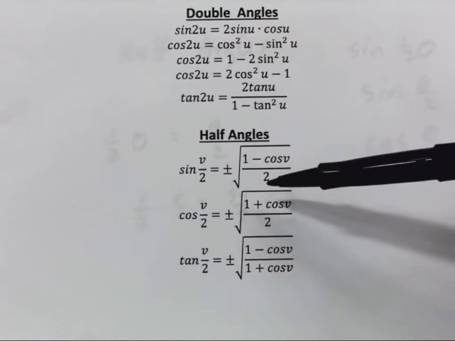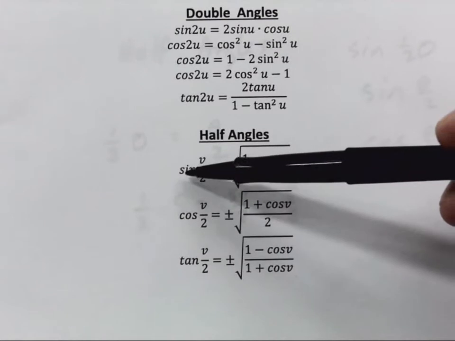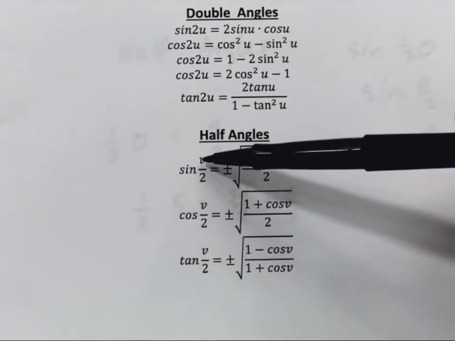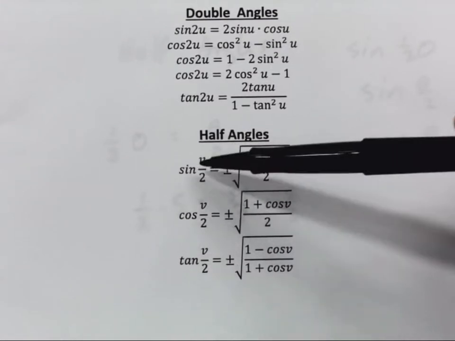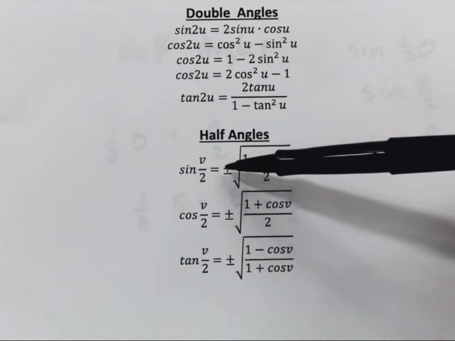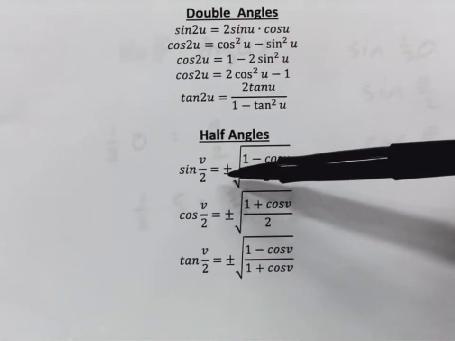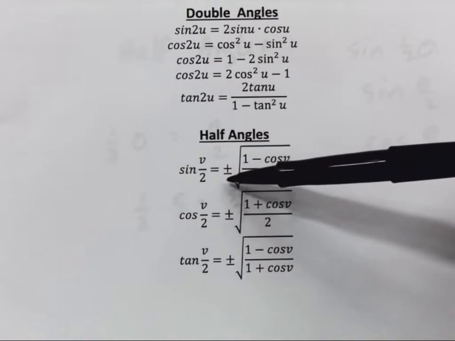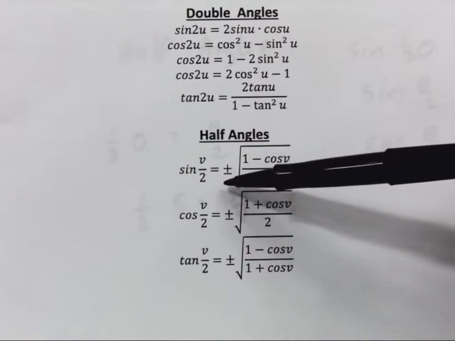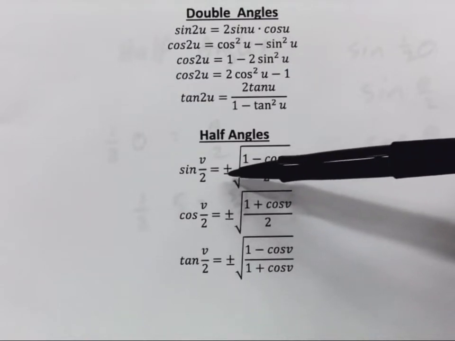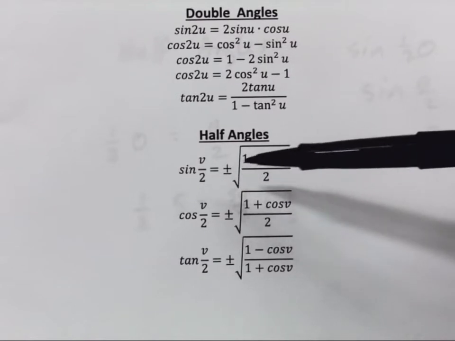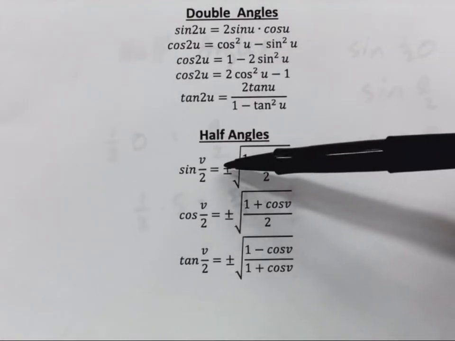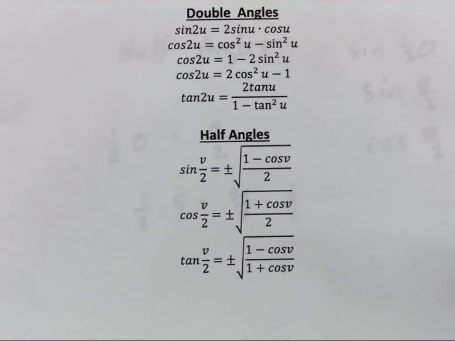If I'm actually going to do a calculation to figure out the sine of my angle divided by 2, this half angle, should I use the plus or should I use the minus, or maybe I use both? Maybe there's two answers. Well, let me tell you right now, there's actually not going to be two answers. There's just going to be one answer, but we have to figure out, should we use the plus or the minus? And we'll talk about that in a little bit.